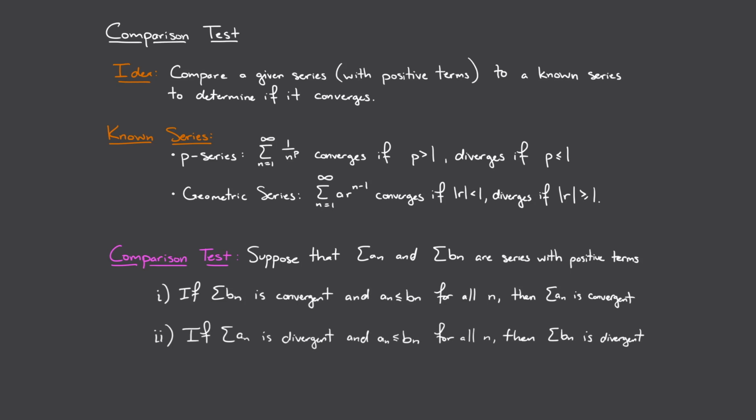Intuitively, it may be helpful to think about it like this. Say we have two series that have positive terms, and one is bigger than the other. If the bigger series converges, then that squeezes the smaller series into converging as well. However, if the smaller one diverges, then that's going to push the bigger one into diverging also. Let's see how this works in some examples.